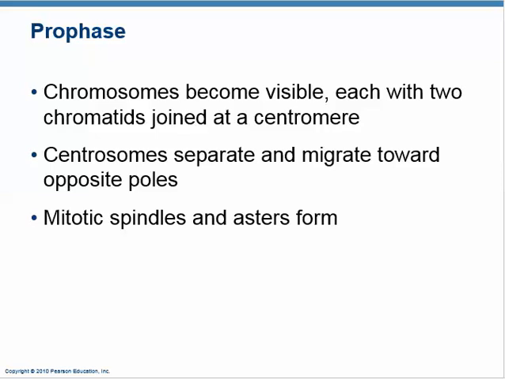But nevertheless, these things condense. The chromatin basically winds up and becomes less of a tangled mess and more like 46 spools of thread, 23 pairs. The centrosomes separate and migrate to opposite poles and spindles form, and those are really kind of the push-pull rods that move things around. All of this happens in prophase.